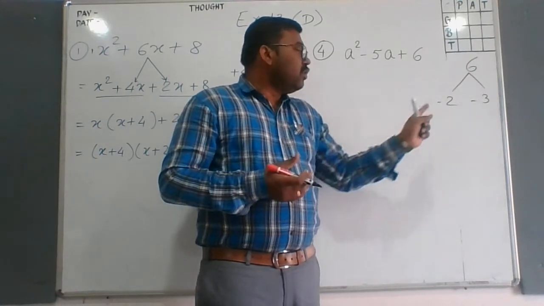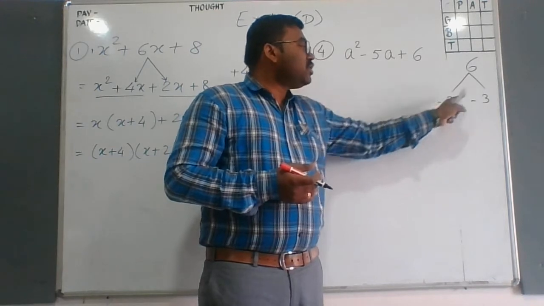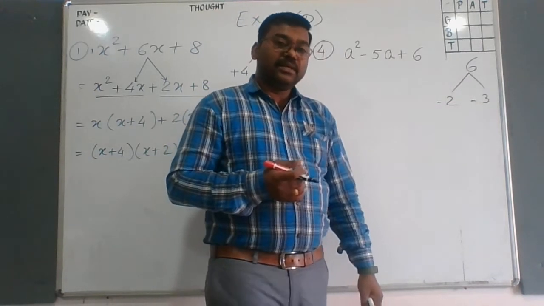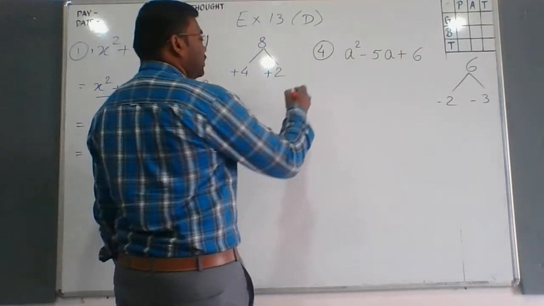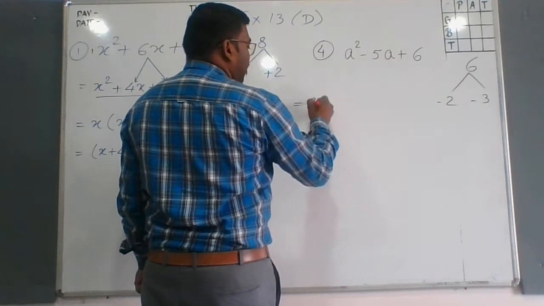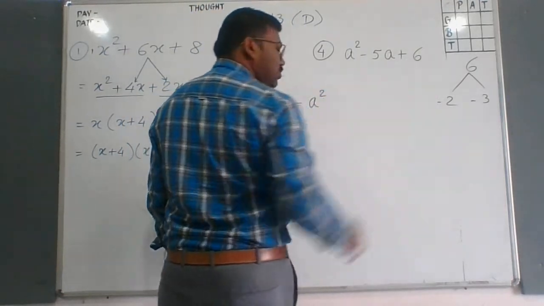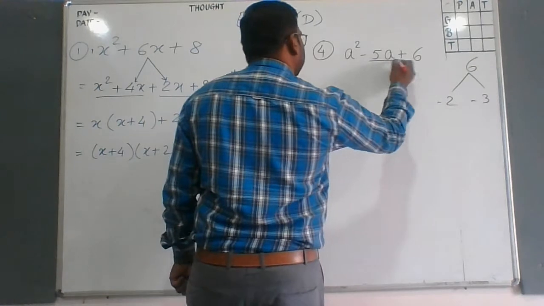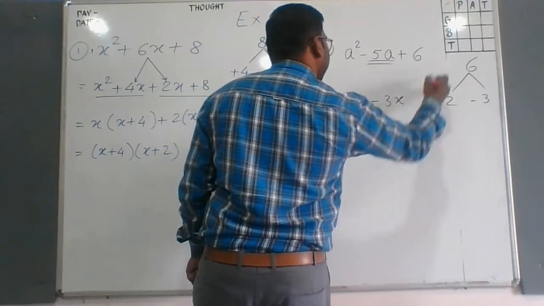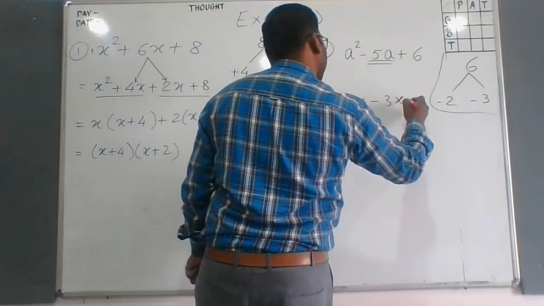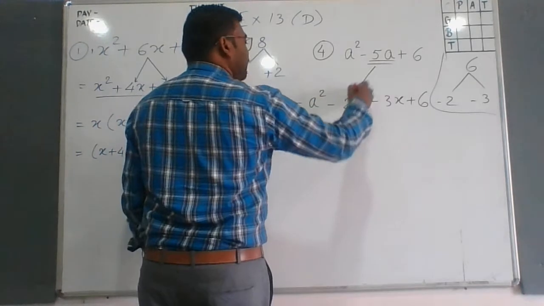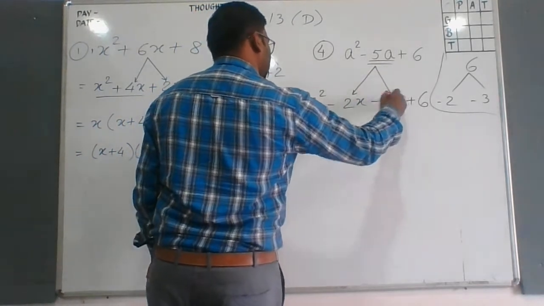And also when we multiply minus 2 and minus 3, it gives us positive 6. Got it? In this way we have calculated the factors. Now a square will remain the same. 6 will also remain the same. Eliminate the middle term and instead of that we can write minus 2a minus 3a and this positive 6. Okay, the middle term is replaced by these two new terms.